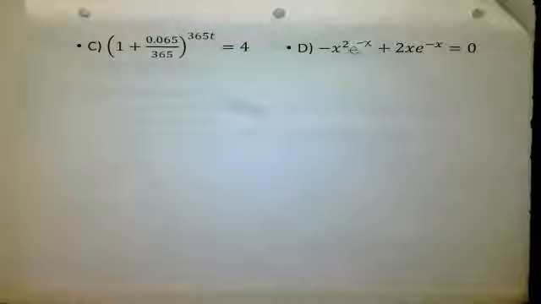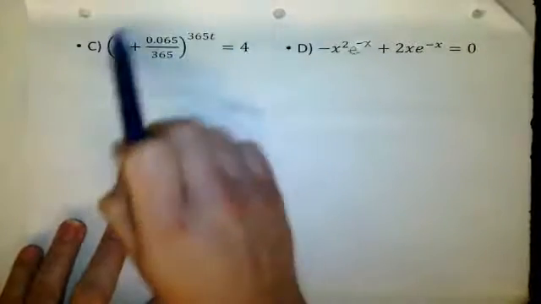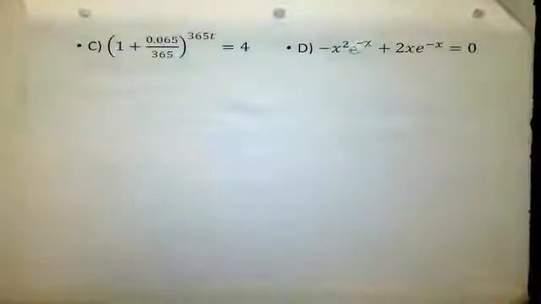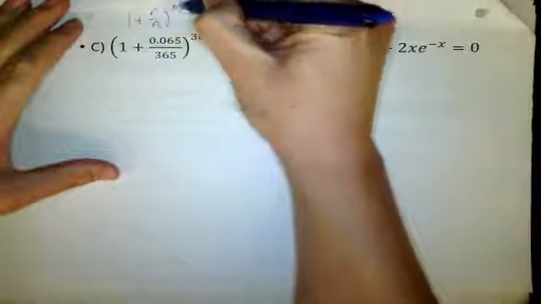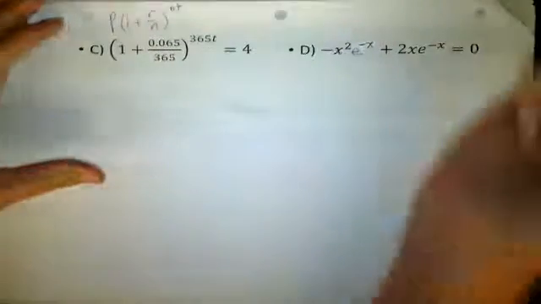Letter C: 1 plus 0.065 over 365, quantity to the 365t power equals 4. This looks like something. What does this formula look like? Compound interest. Very good. That was the formula 1 plus r over n to the nt. There's usually a P in front.